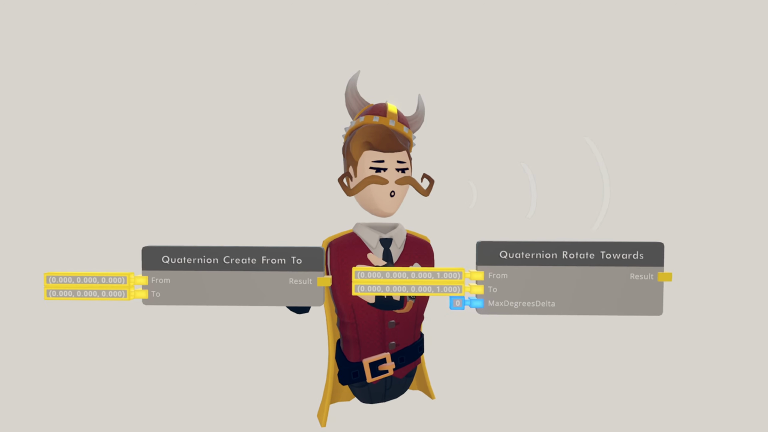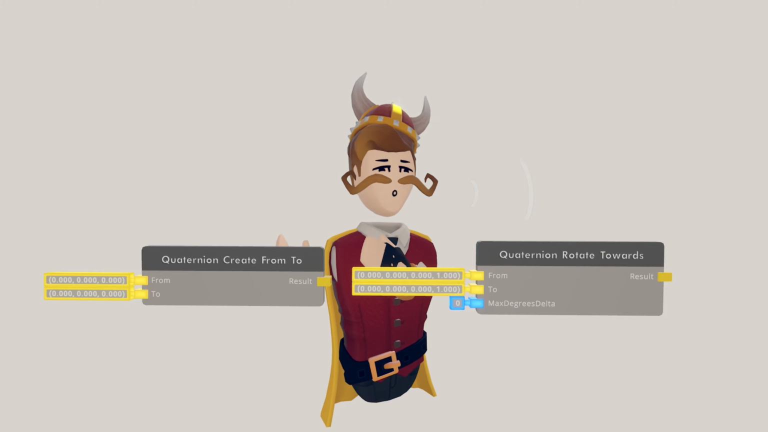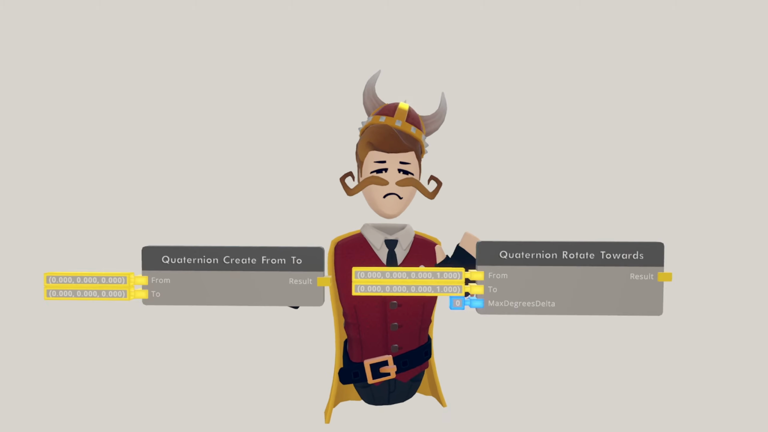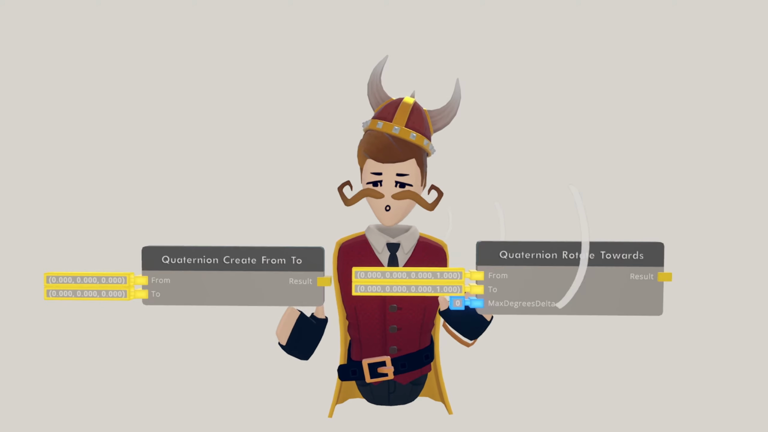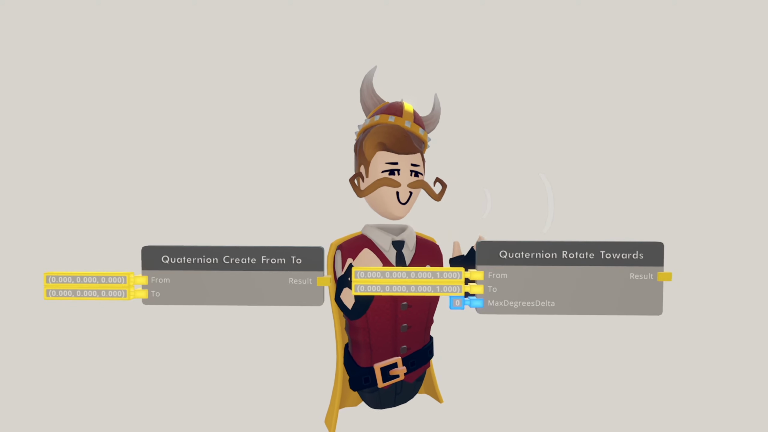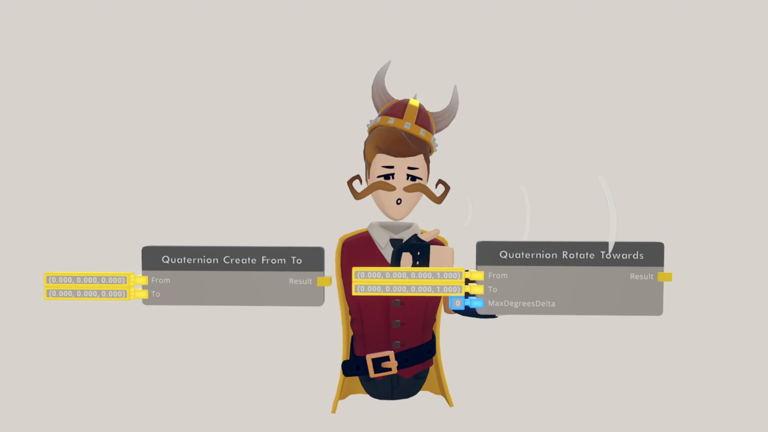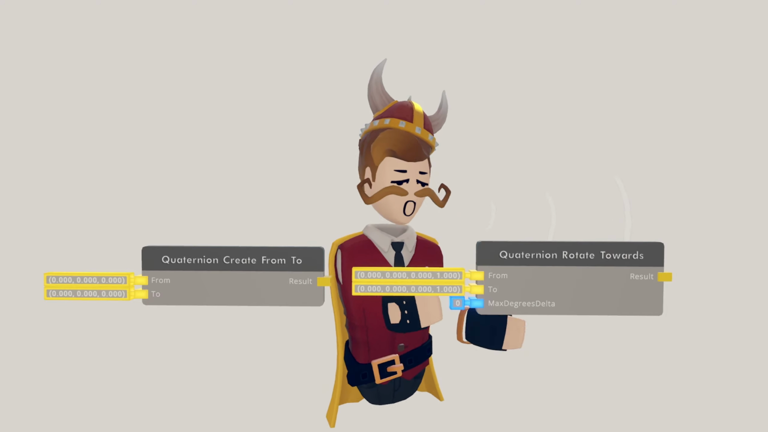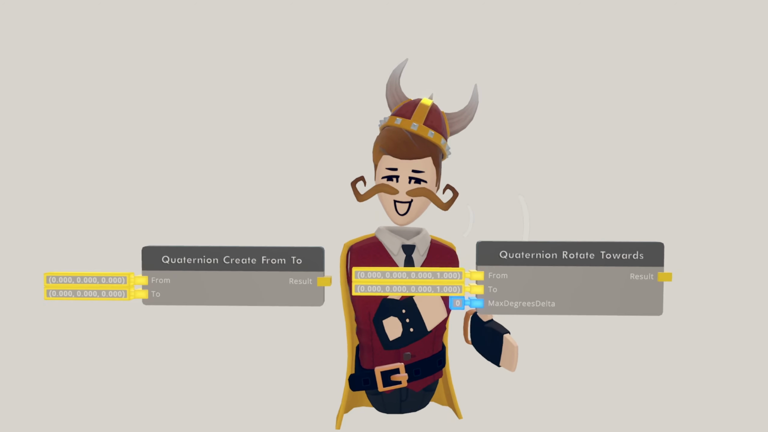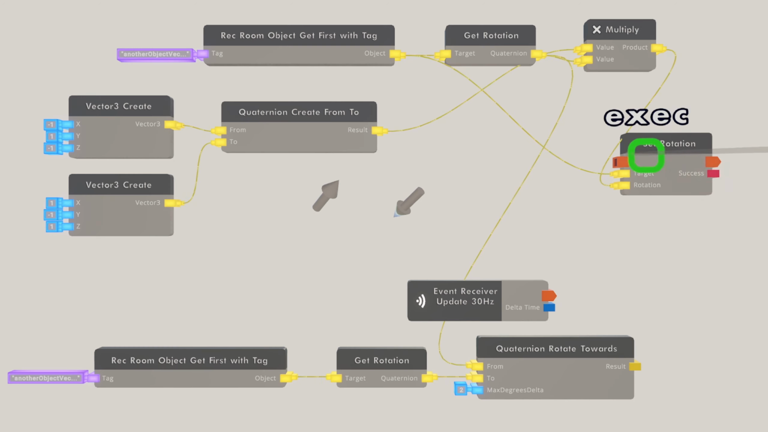Quaternion create from to generates a rotational quaternion from a starting vector to a target vector and is not used for interpolation. Quaternion rotate towards can be used for interpolation. It takes in two quaternion inputs, and the max degrees delta is the amount of degrees that your object will rotate per frame. So if we set the rotation here, we can see that these become equal.